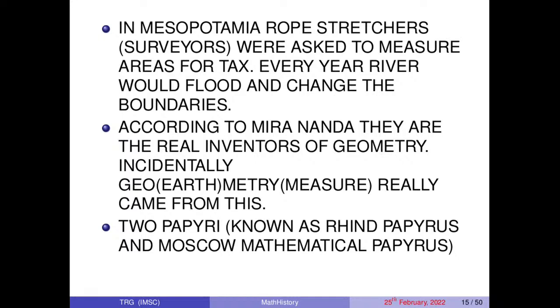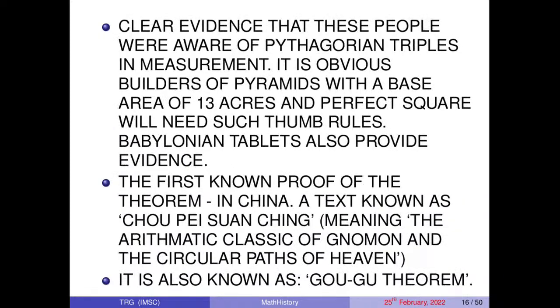And there are two papyri: the Rhind papyrus and the Moscow mathematical papyrus. There are two pieces of evidence actually available, where this evidence for these Pythagorean triples and other things is found. They have written it down for measurement purposes. It is clear evidence that these people were aware of the Pythagorean triples in measurement.